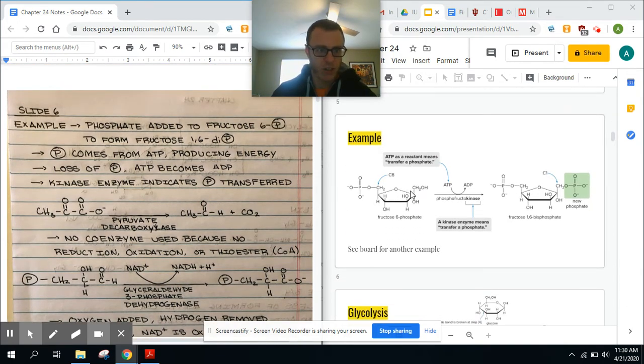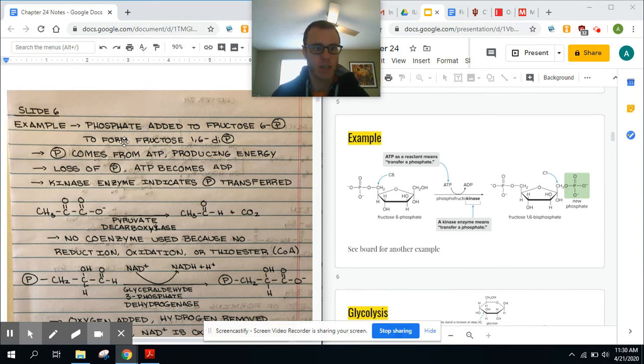Slide 6: you can see there's not much going on here. We have fructose 6-phosphate. We're going to use ATP, and that becomes ADP. There's a kinase enzyme, so we're transferring phosphate, and we get fructose 1,6-bisphosphate and ADP. The phosphate group is transferred from ATP to the fructose 6-phosphate. So we just did that.